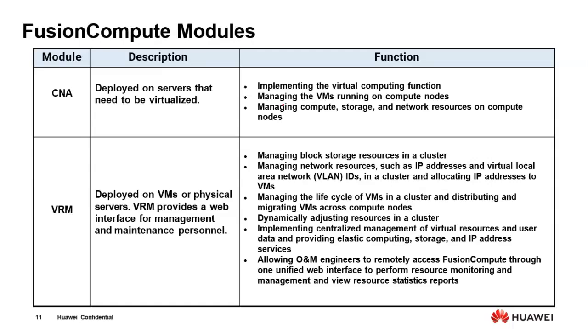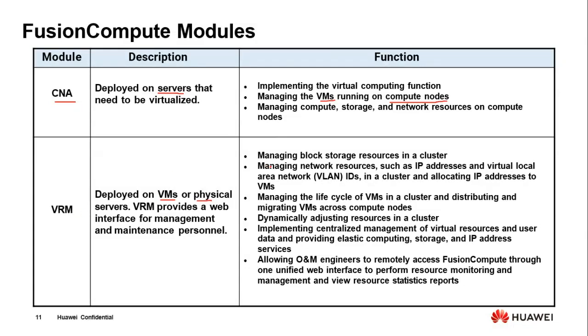So this is the main difference between CNA and VRM. You asked me in the previous two slides. CNA is deployed on servers, while VRM is basically deployed on VMs or on physical servers. In terms of functions, CNA is implemented on virtual computing functions, and it's used to manage the VMs running on a compute node. CNA is the compute node, actually. Also, it manages compute, storage, and network resources. These are what the CNA can manage for you.